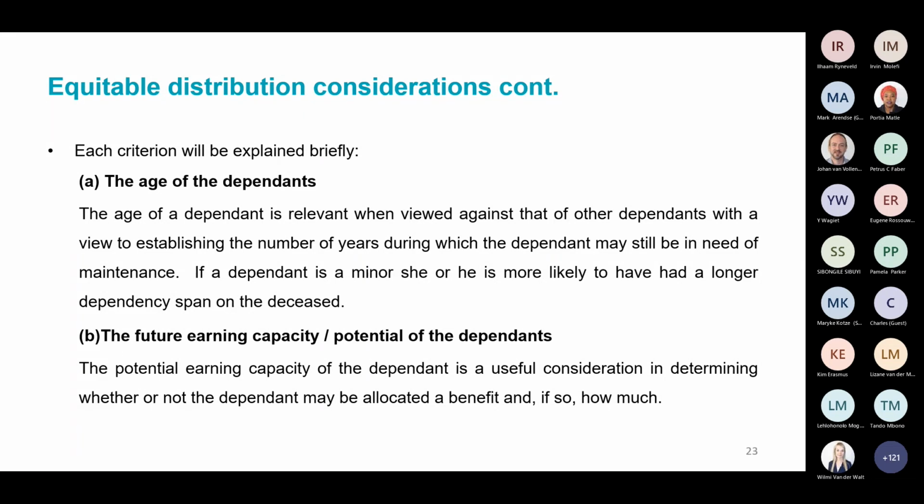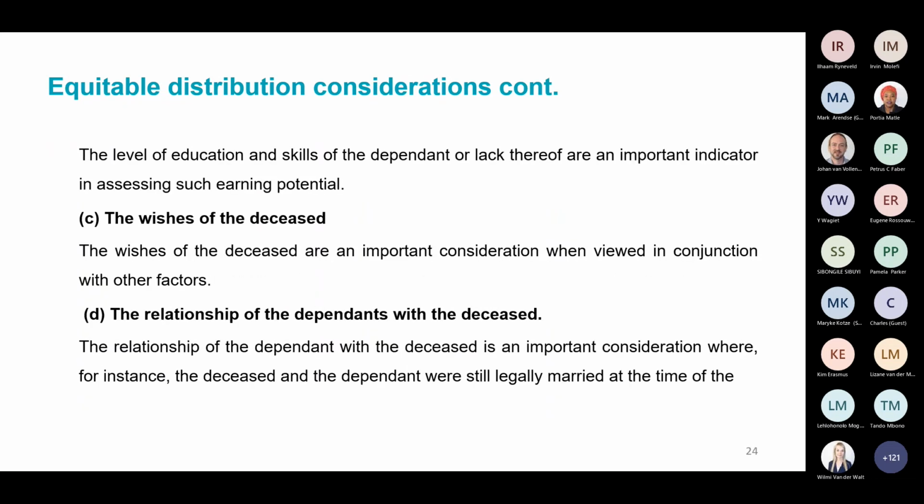You look at the future earning capacity and potential of the dependents. So the potential earning capacity of the dependent is a useful consideration in determining whether or not the dependent may be allocated a benefit, and if so, how much. Of course, for example, if someone is educated, if they're skilled, those are important factors and an important indicator in assessing each one's earning potential.